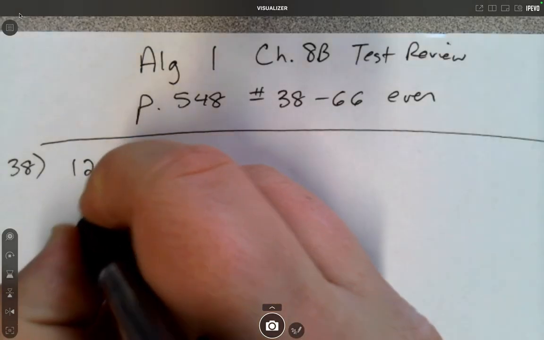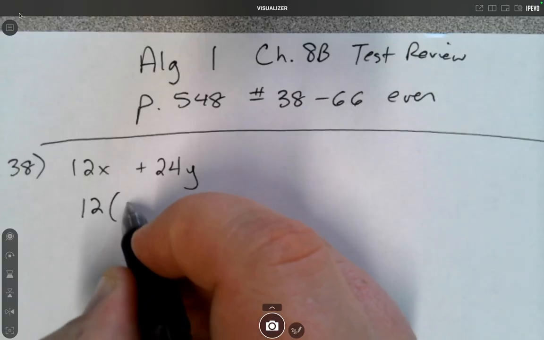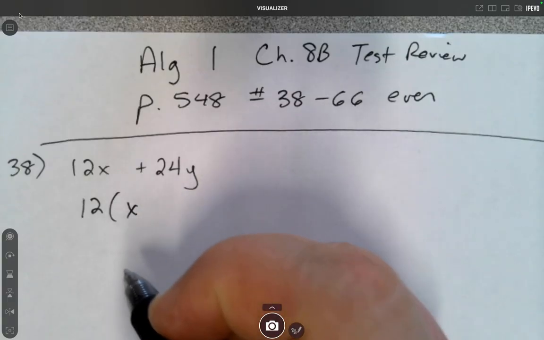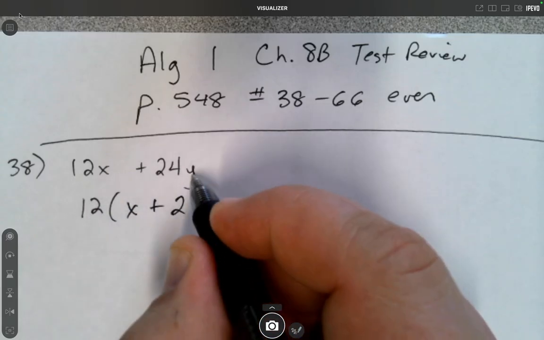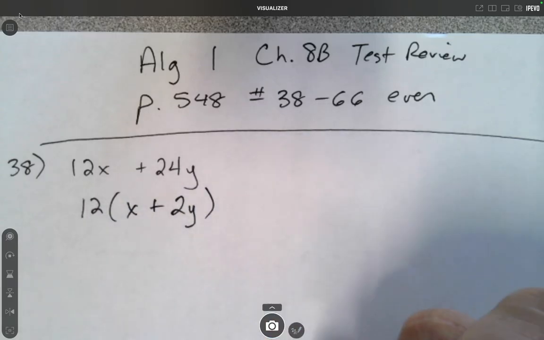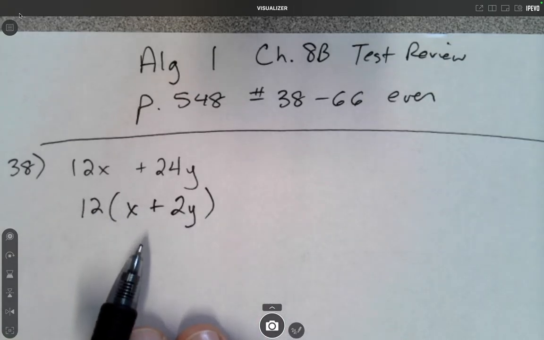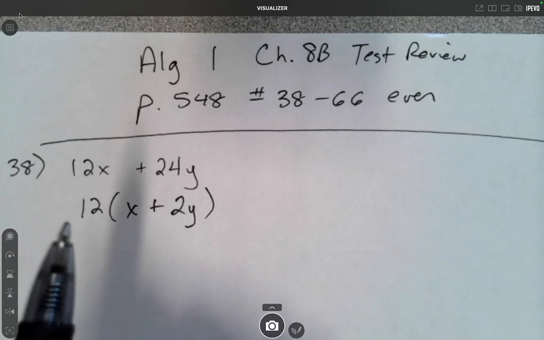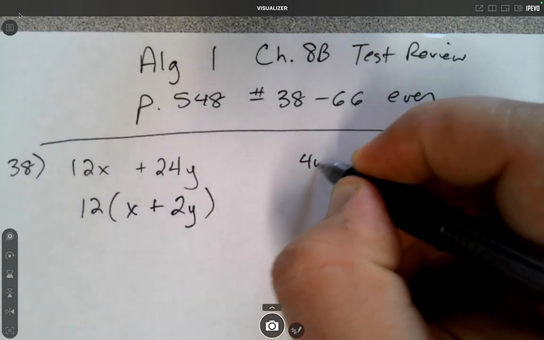So we can factor out a 12. 12 divided by 12 is 1, and that leaves an x. You can write 1x if you want, but just x is fine. 24 divided by 12 is 2, and the y stays where it is. So this is factoring by the greatest common factor. The focus we're trying to make here is what do the pieces have in common? Pull that out first and foremost.